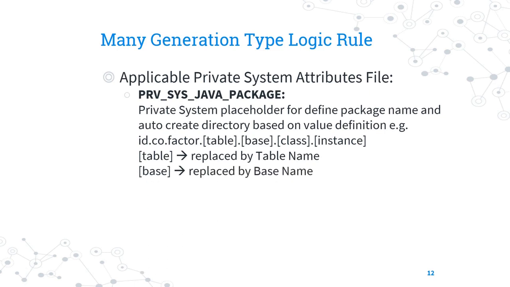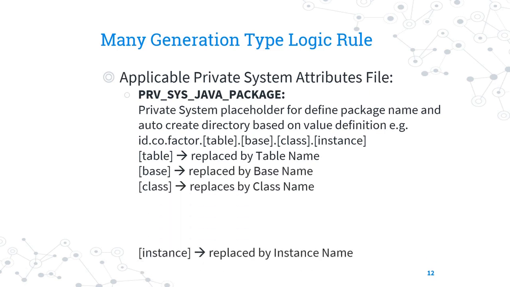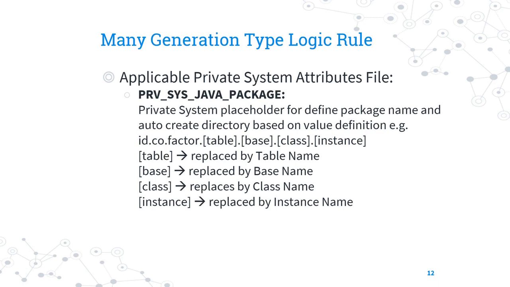The square bracket with table inside it is replaced by the table name. The square bracket with base inside it is replaced by the base name. The third is the square bracket with class inside it, which will be replaced by the class name. The last is the square bracket with instance inside it, which will be replaced by the instance name. So this will be processed during the generation process.